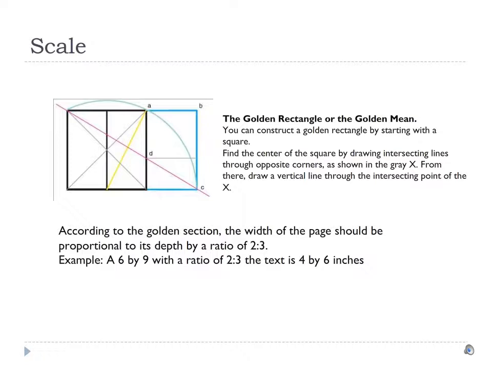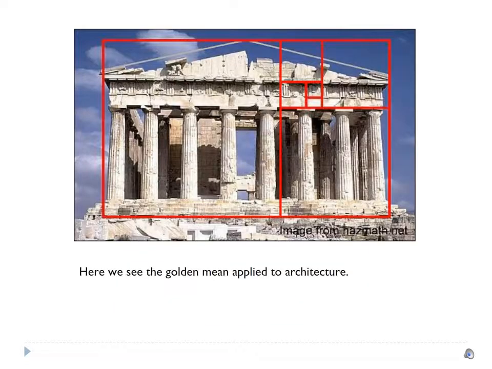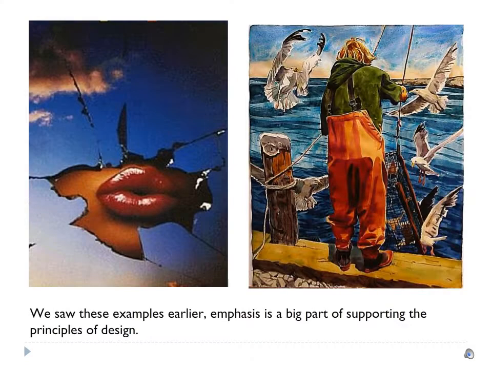We find the golden section not only in design but also in nature. Here we see the golden ratio in this flower. The golden ratio, or golden mean, can be found in everything from human anatomy to a nautilus shell, butterflies, insects, plants, and flowers. Here we see the golden mean applied to architecture. We saw these examples earlier.